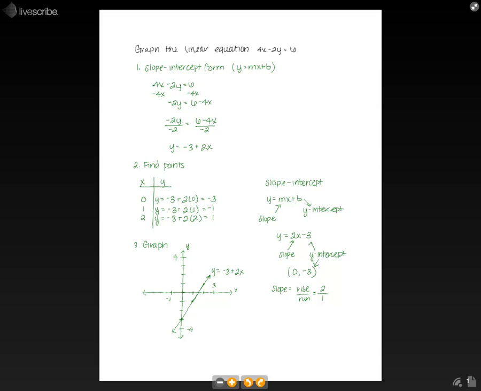So if we had started by graphing this point 0, negative 3, which we know is right here, which is called the y-intercept, then we could have used the slope when we would have gone over 1 and up 2 to get to our next point, over 1 and up 2 to get to our next point. So that's how we could have plotted the same graph using the slope-intercept method.